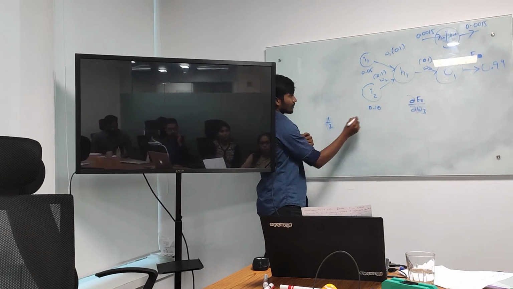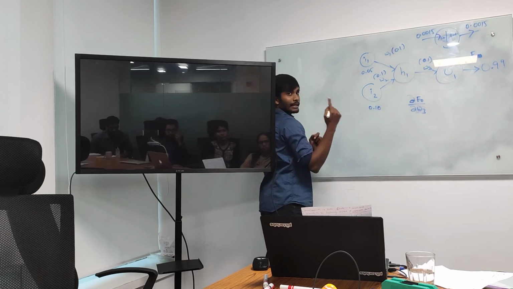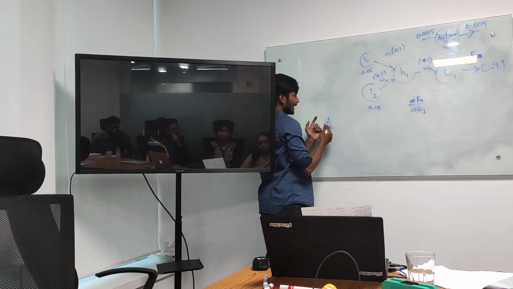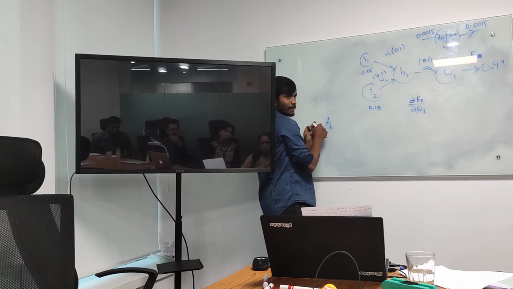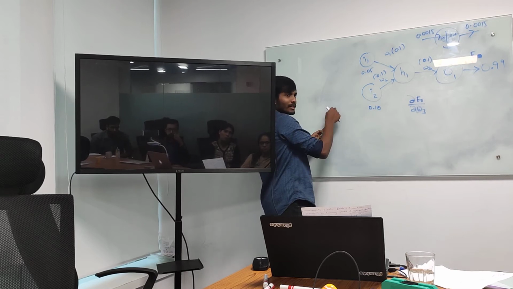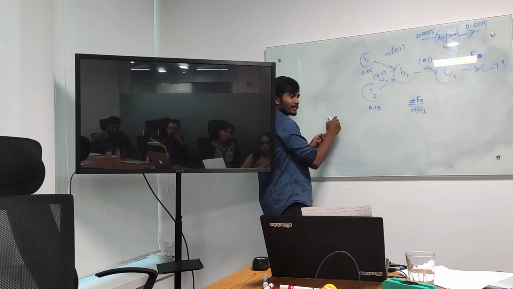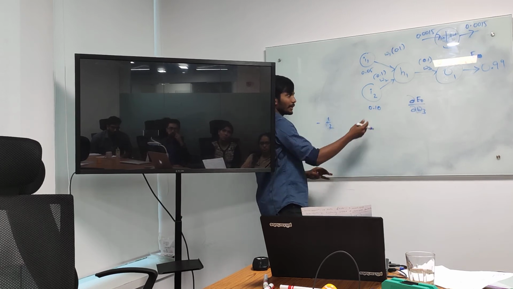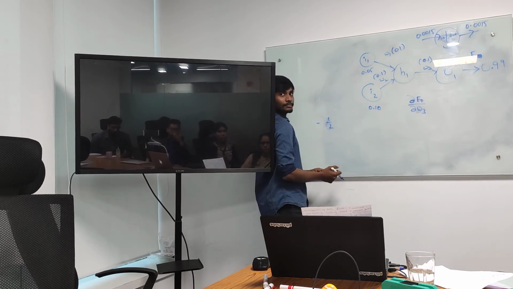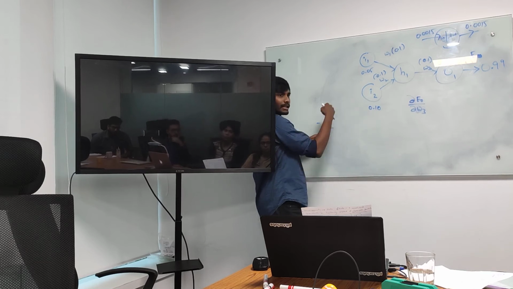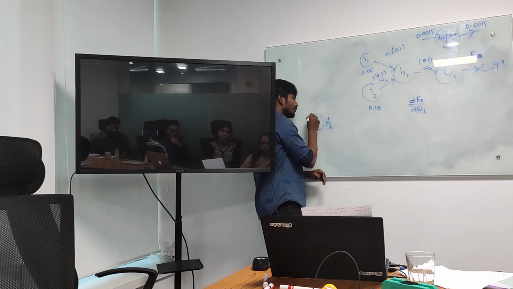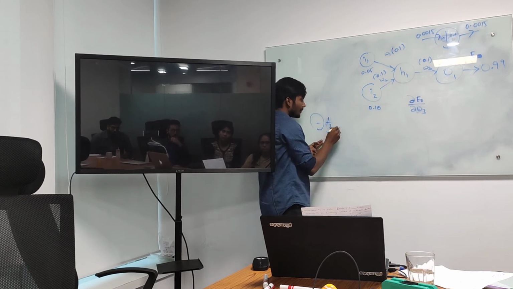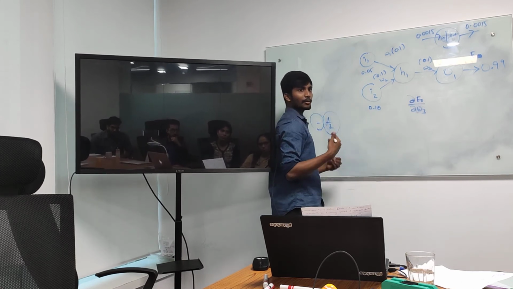If I am changing this by 2 units, this is changing by 1 unit. And the sign will define, what does it define? If it is positive, if I am increasing this, this is also increasing. If I am decreasing this, this is also decreasing. If it is negative, dou E naught by dou W3, if I am increasing one, the other one is decreasing. And if I am decreasing one, the other one is increasing. So this will give me a sense of direction. This will give me a sense of magnitude on how much I have to change.